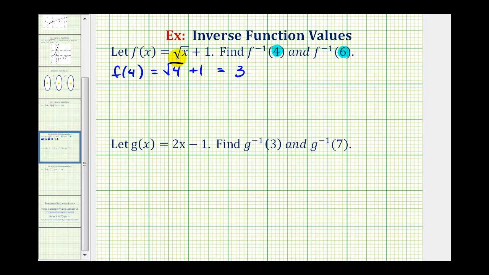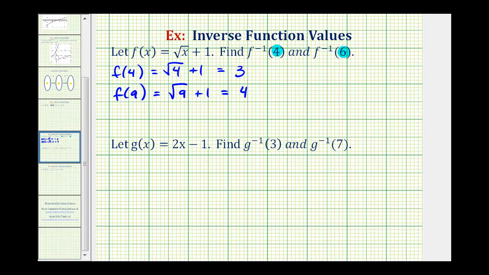We want an output that's equal to 4 or 6. So this isn't going to work, but notice how 3 is close to 4. So let's try another input. 4 is 2 squared. Let's try the next perfect square. 2 squared was 4, and 3 squared is 9. So let's determine f of 9. f of 9 would be equal to the square root of 9 plus 1. Well, the square root of 9 is 3 plus 1, which is equal to 4.